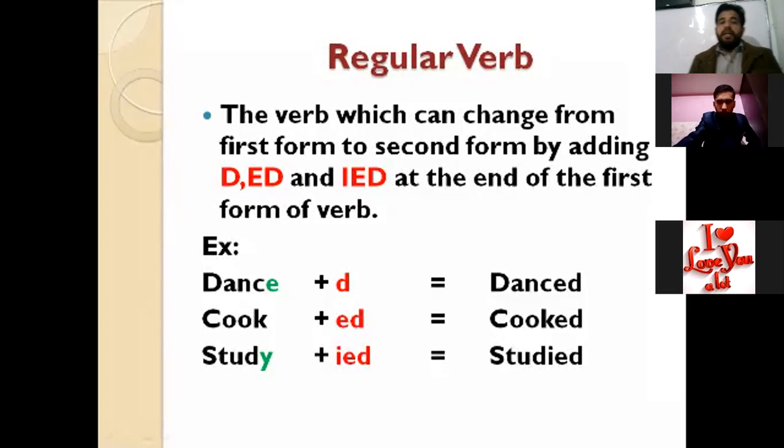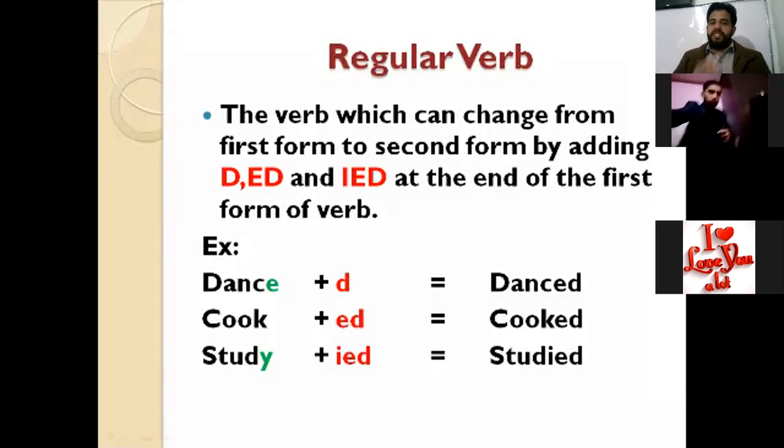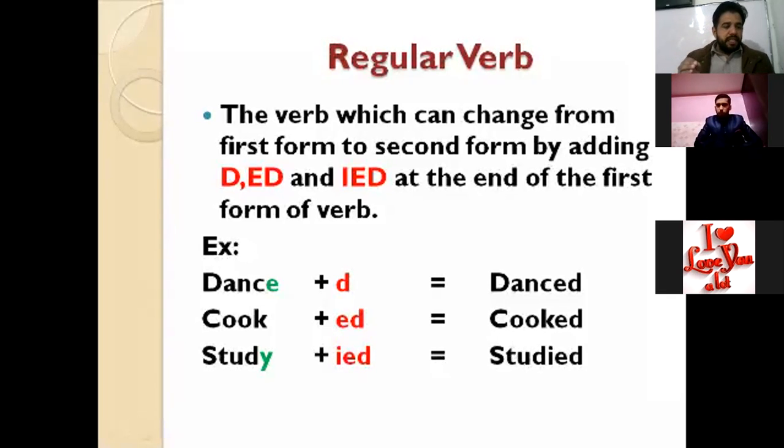Like we have an example, dance is the verb which we are going to change to second form. We add D at the end of it to change it to second form, like danced. Another one, cook. The second form of cook is cooked. We have changed from the first form to second by the help of ed. Likewise, study is the first form verb. If you are going to change it to second form, you will change the y to i and add ed, like studied. So all those verbs which can change from first form to second form by the help of D, ed, and ied are called regular verbs.